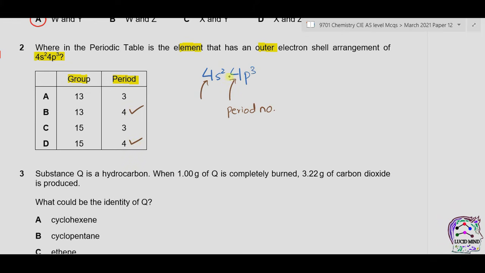So this element has 4 electronic shells. In 4th shell we have 2 electrons in S and 3 electrons in P. So total number of electrons in 4th shell or the valence shell is 3 plus 2, which becomes 5 electrons. Now if there are 5 electrons in the valence shell, it means it belongs to group 5th in the periodic table. 5th group is also called group 15. Correct answer is therefore D.